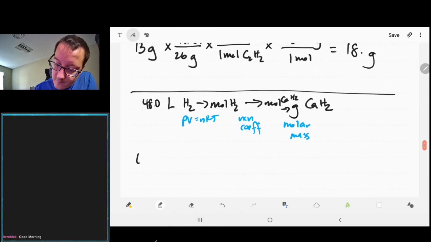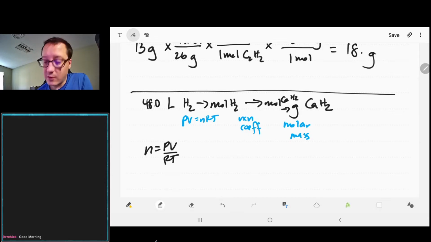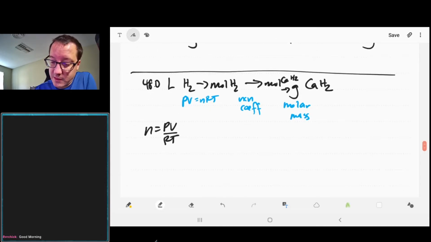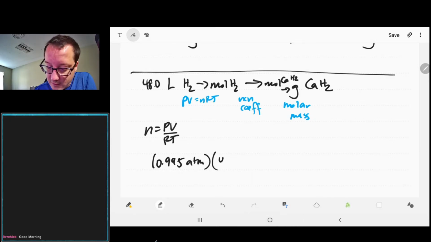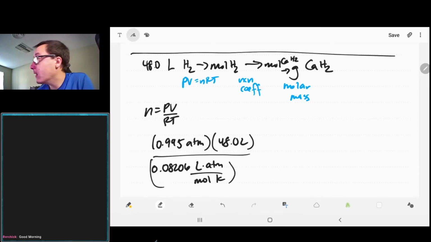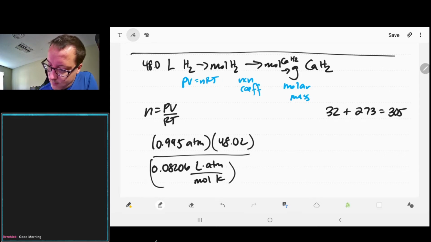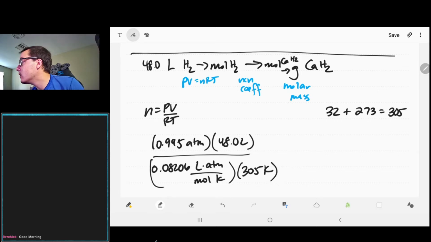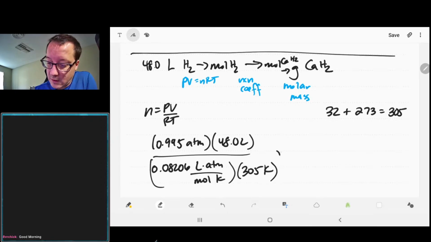So 42. So remember that n is going to be PV over RT then. So if we want moles of hydrogen, that'll be the pressure. 0.995 atmospheres. The volume is 48 liters. R. And then the temperature is in Celsius. So that'll be 305. Yes. So remember, we need to make that into Kelvin. All right. So that's going to be our moles of hydrogen that we're going to be left with.